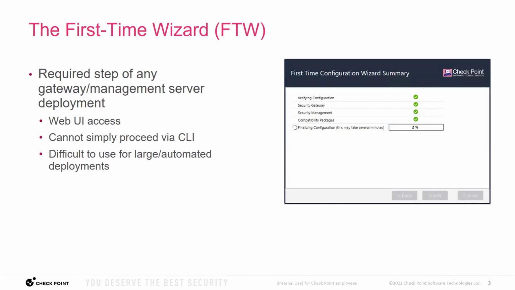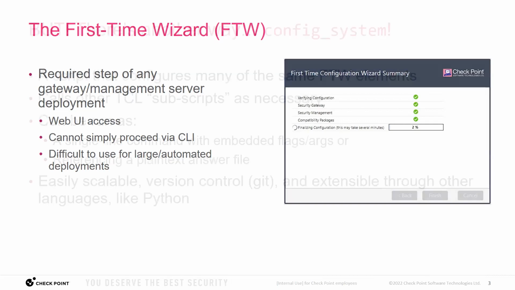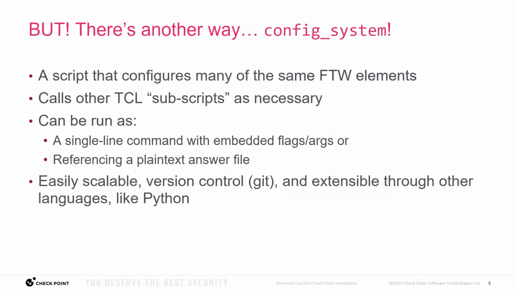So the challenges certainly are obvious, but I want to share something that can, I think, be really a game changer. There is a bash script called config system that can automatically apply the GUI-based settings without you needing to click through a single user interface-based step. Now, config system is actually a bash script that resides on any modern version of Gaia, and it calls other sub-functions through TCL or Tcl scripts as needed, applying those same actions that the GUI-based first-time wizard typically does instead.